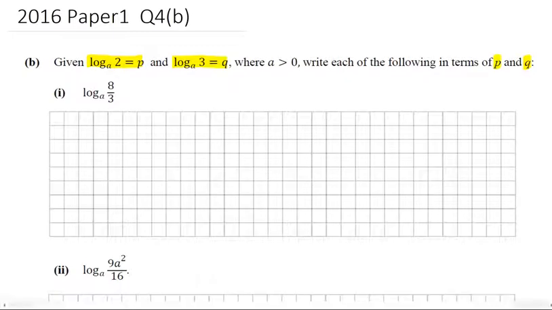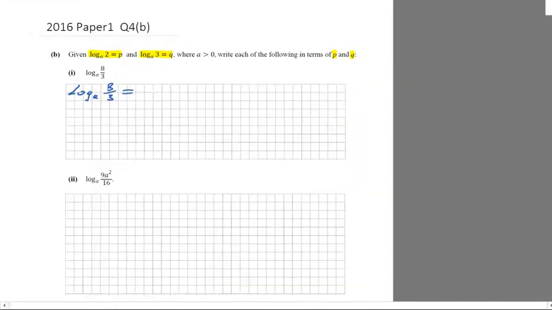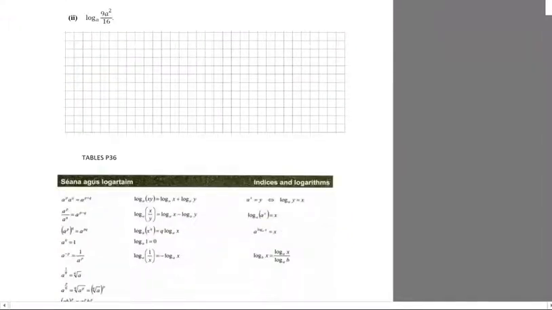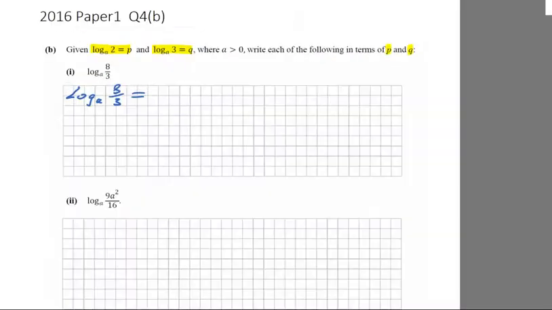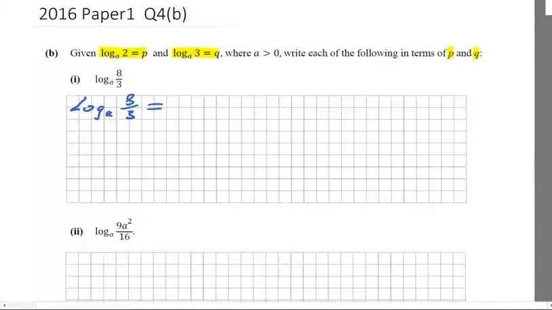The log to the base A of 8 over 3. Well, we can rewrite that. There's a rule that helps us down here. If you go to page 36 of your tables, you will see that the log to the base A of x over y is the log of x minus the log of y. So we can write that in our case as the log to the base A of 8 minus the log to the base A of 3. So that's the first step. Now we can see at this stage that we already have Q, because log to the base A of 3 is Q. So we can replace that.